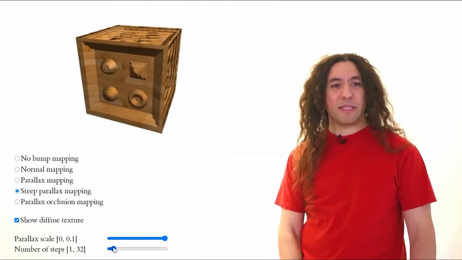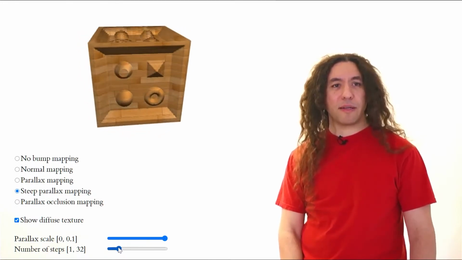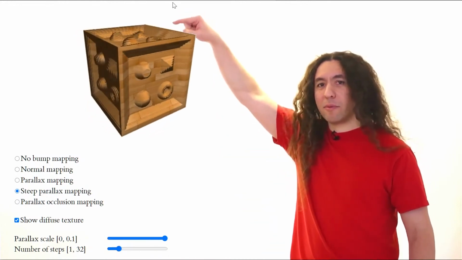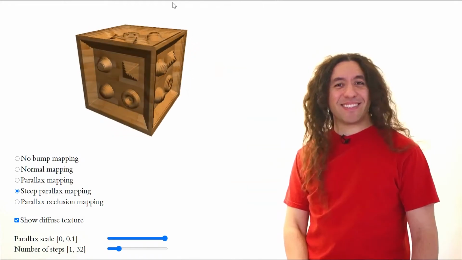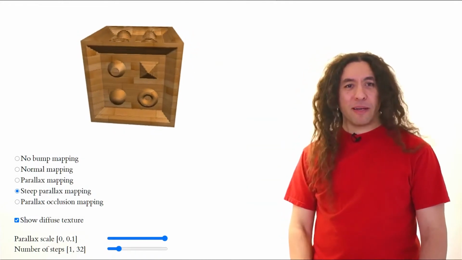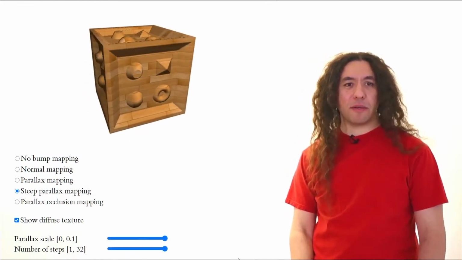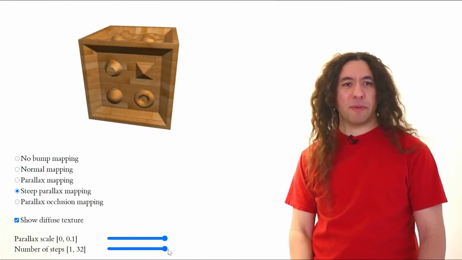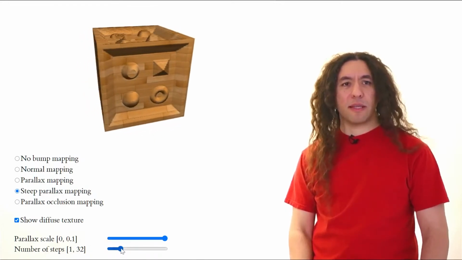But as I increase the number of steps, it starts working out fine. Still up here, you should be able to see some separate steps, right? But if you really crank it up all the way to 32 here, it works okay. But let's keep it relatively low. Over here, I think this is okay.